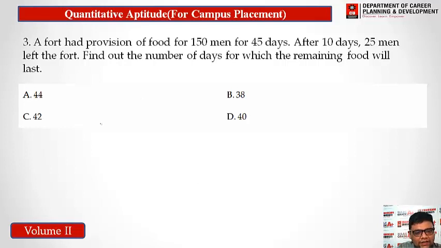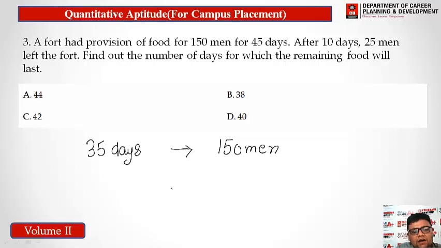10 days of food is already consumed by them. So the remaining number of days is 35 days. Now, if there are 35 days, that will be for 150 men. But now 25 men have left. If 25 men have left, the remaining is 125 men. So we have to tell for how many days the food will last.